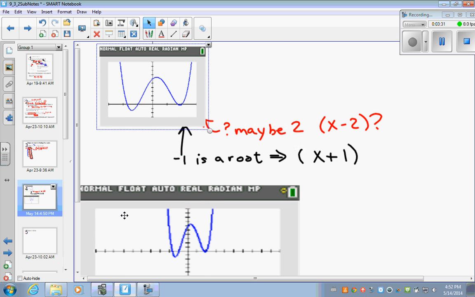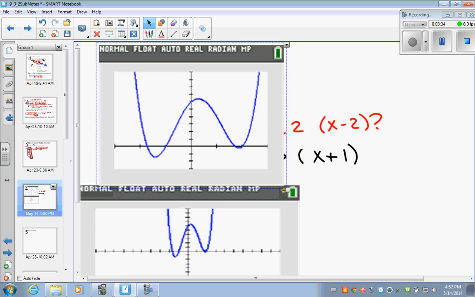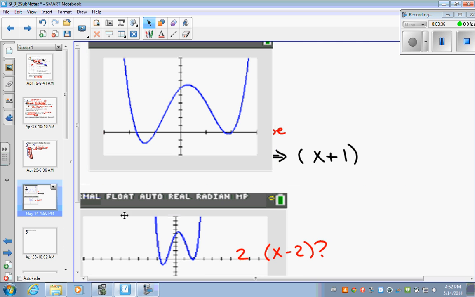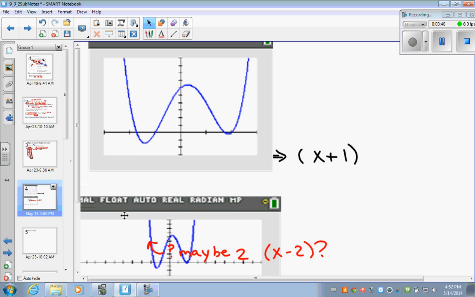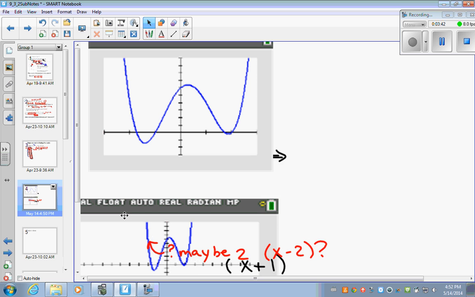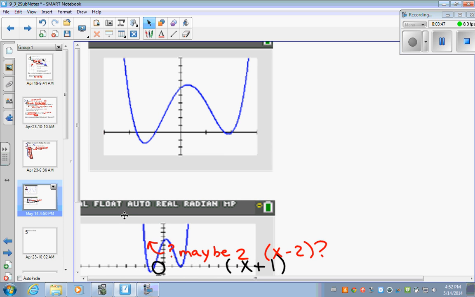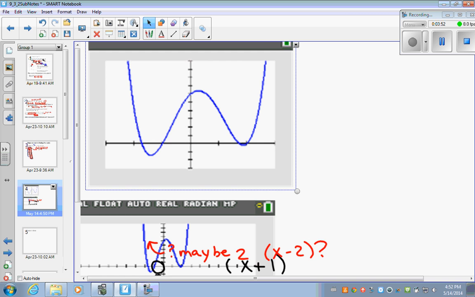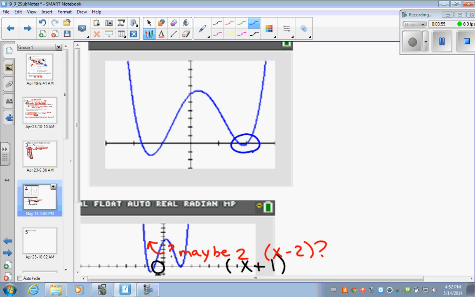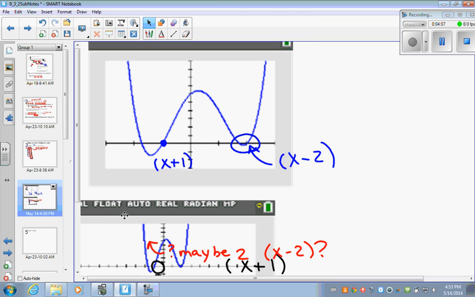Okay, so let's just take a closer look at that. Okay, just move that down here. Yeah, it looks like it definitely takes a little dip in here. But still, I'm going to go with maybe 2. Now, how could I tell for sure? So I'm going to go with the x plus 1 being a factor and the x minus 2. So now I've narrowed it down to 2.